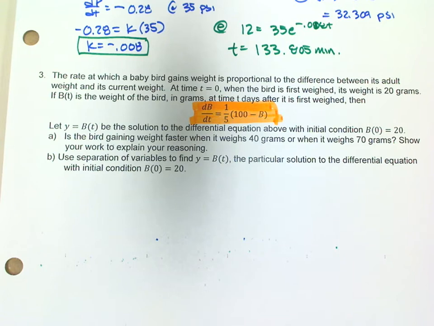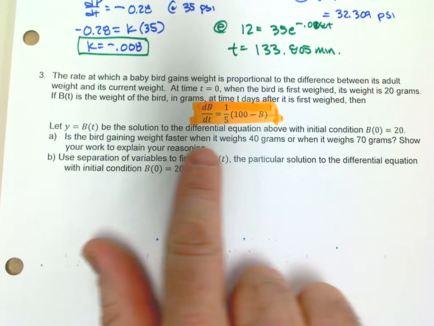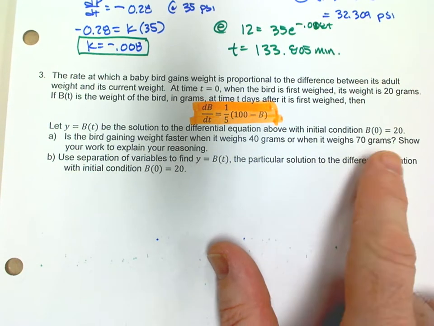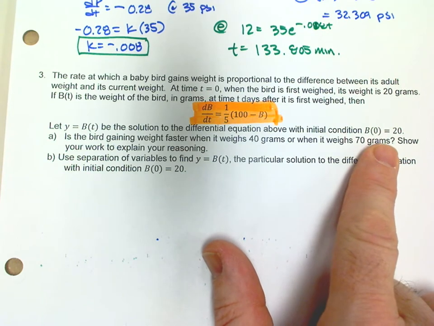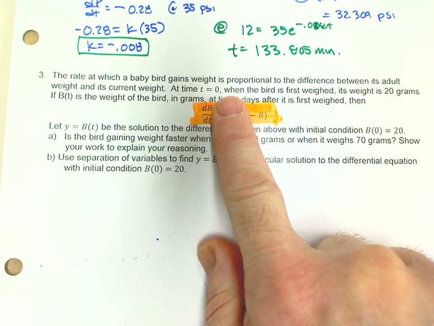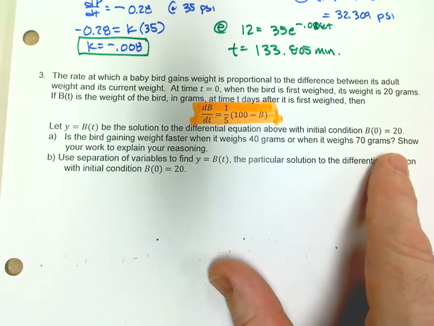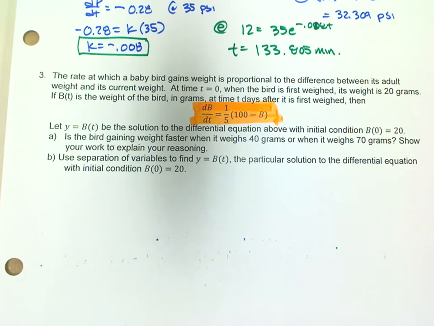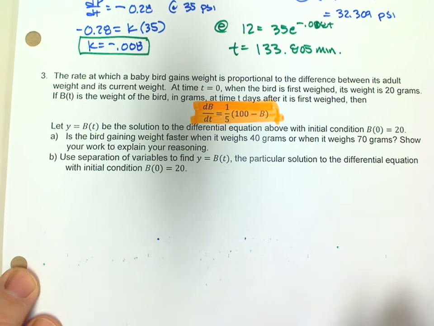And it says let B of t be the solution to this differential equation with this initial condition. The baby bird was born weighing 20 grams. Is the bird gaining weight faster when it weighs 40 grams or when it weighs 70 grams? Okay, so let's just check this out and see what we can get here.